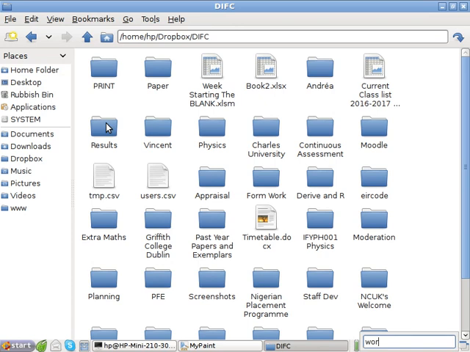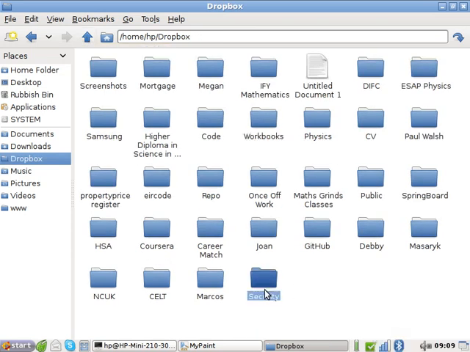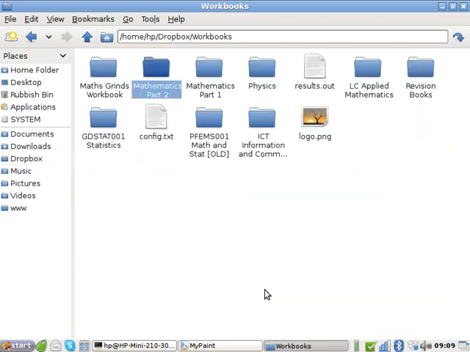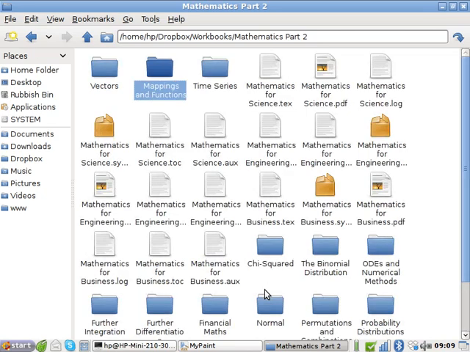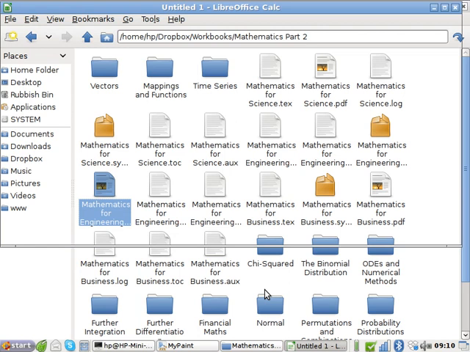Right, let's see. Come on, there we go. Maths part 2. Maths for engineering. I think the probabilities are easier than the statistics. Which is good, because that's what you get on the exam. The probability. More than the statistics. Much, much more. It's good news.